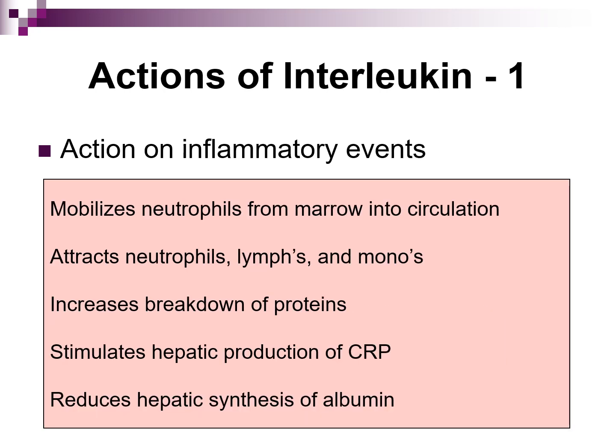Action number 2 is interleukin-1's action on inflammatory events. It mobilizes neutrophils from bone marrow into the circulation. It attracts neutrophils, lymphocytes, and monocytes to sites affected by disease. It increases the breakdown of proteins and stimulates hepatic production of CRP, C-reactive protein, which is an acute phase reactant. And then finally, interleukin-1 reduces hepatic synthesis of albumin.